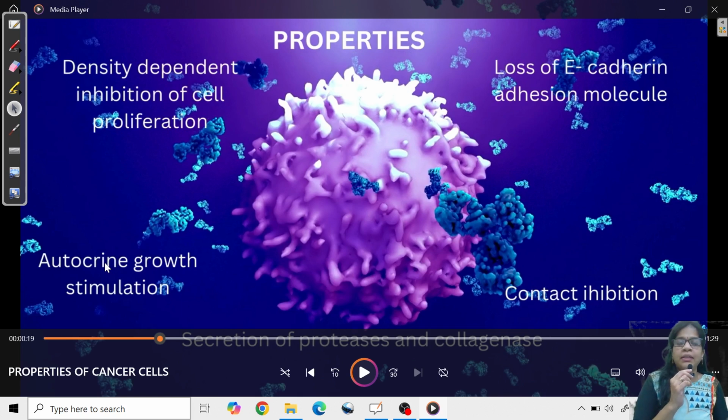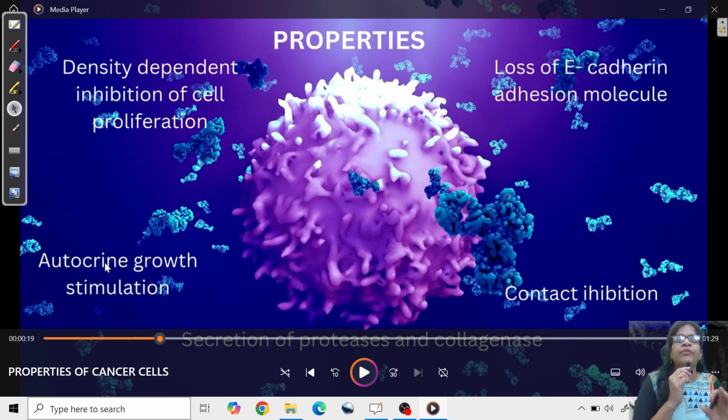The third important property of the cancer cell is loss of the E-cadherin adhesion molecule. What is that? Each and every cell has E-cadherin. This is called the adhesion molecule. This molecule is required for the attachment of a normal cell to other cells. That is how cell to cell interactions happen, and that is how cell to matrix interactions generally happen.